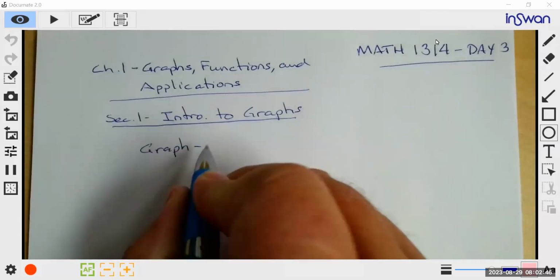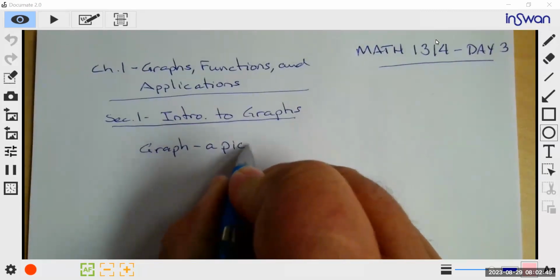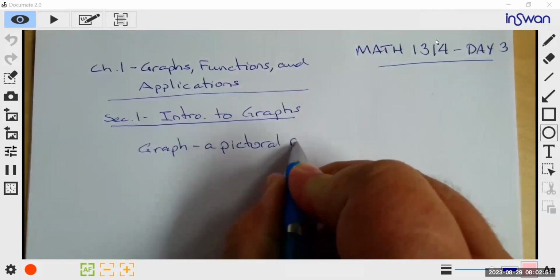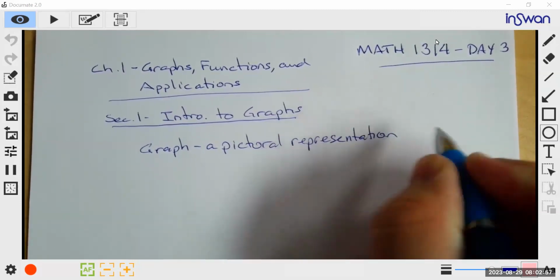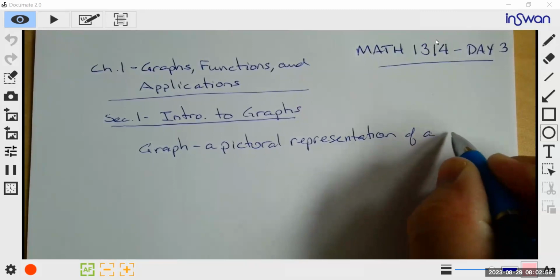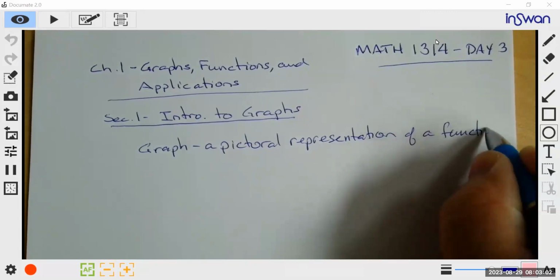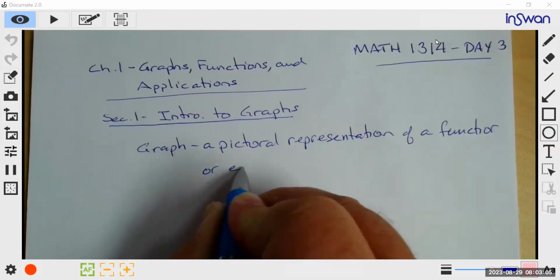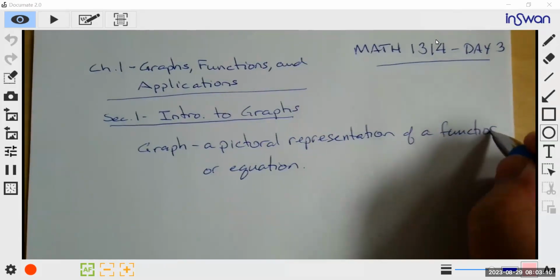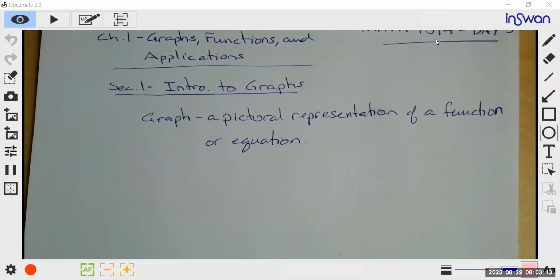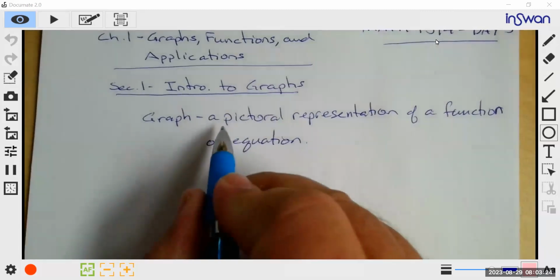A graph is a pictorial representation of a function or equation. Function or equation. A graph is a picture. That's what pictorial means. It's a picture.